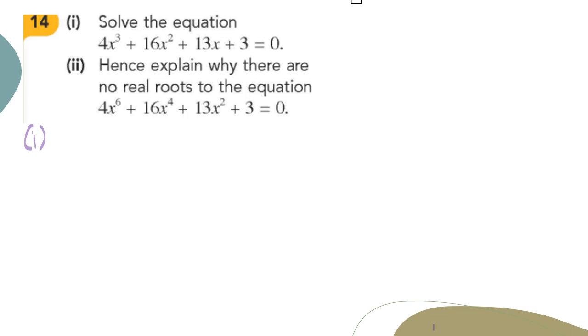The first part of the question requires us to solve the equation. That is a cubic equation. So to solve cubic equations, we have to find a factor. We're going to use a calculator to help us find the roots of this cubic equation. If you use your calculator correctly, you will get x1 equals negative 3, x2 equals negative half.